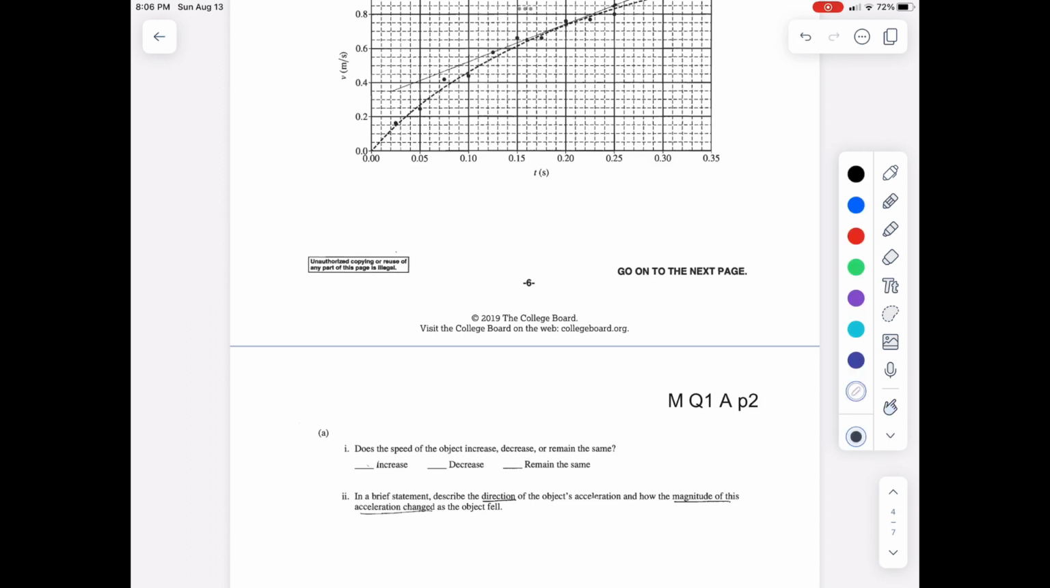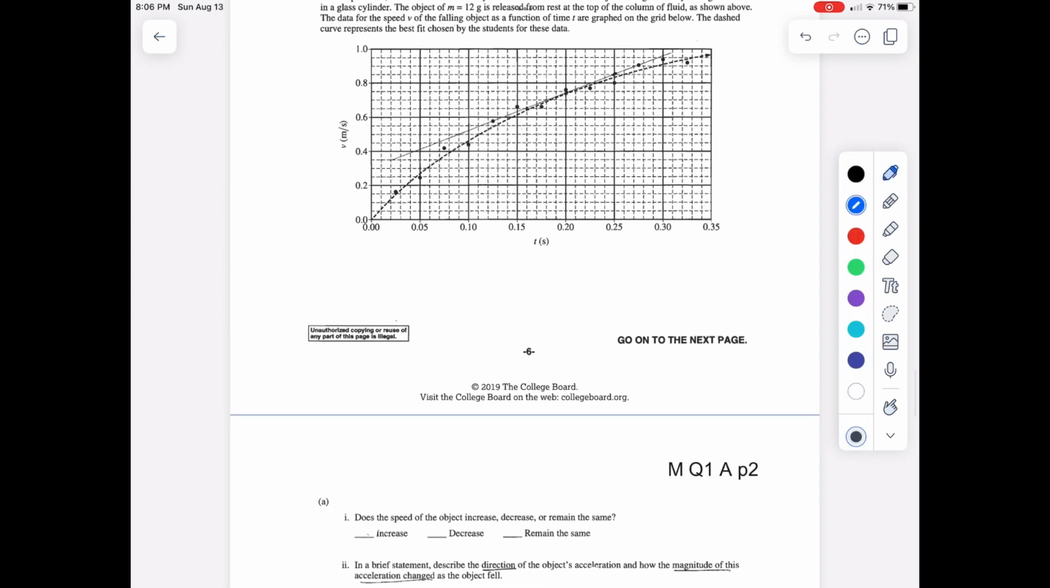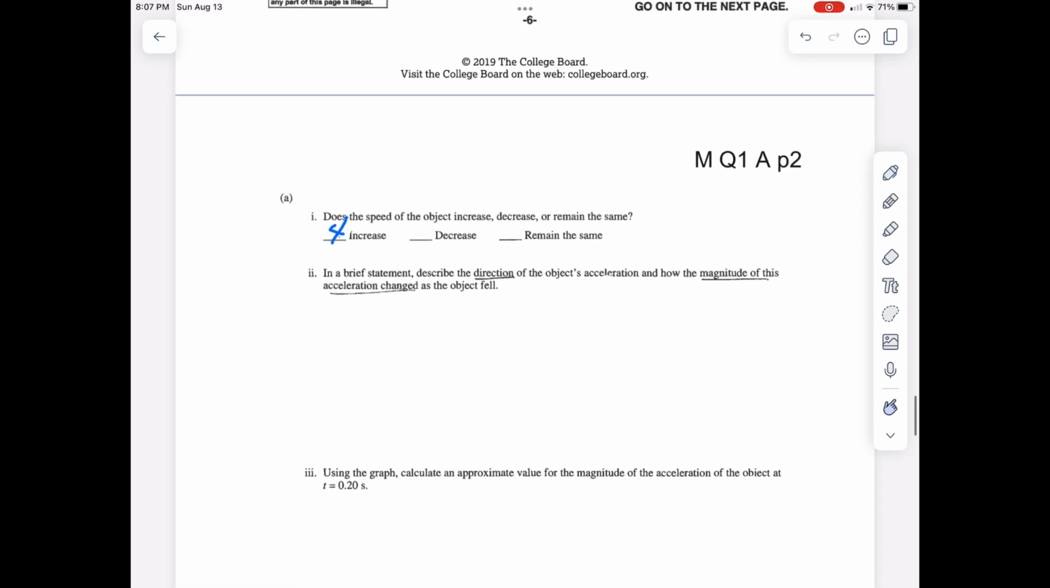The first one is asking if the speed of the object is increasing, decreasing, or remaining the same. For this we can just use the graph provided to us. We're given a graph of speed and we can see that clearly our speed is increasing as it moves away from the x-axis. So I'm just going to say that my speed is increasing. Okay, moving on to part 2.